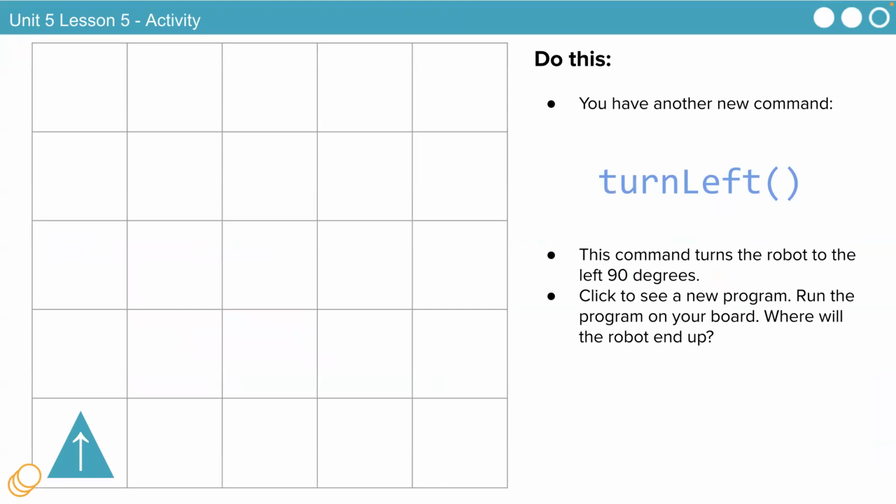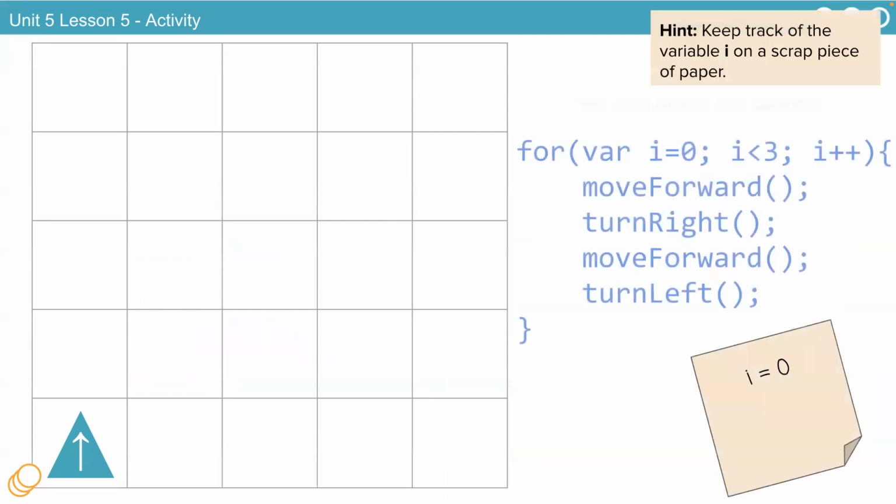Okay, so let's add another command. Turn left. Okay, obviously you know what that does. So start your robot in the bottom left corner, facing up, facing the top, and we're going to run this. Okay, so if you want, you can keep track of your I on a scrap piece of paper. If you want a scrap piece of paper, I can give you one. You might have one.